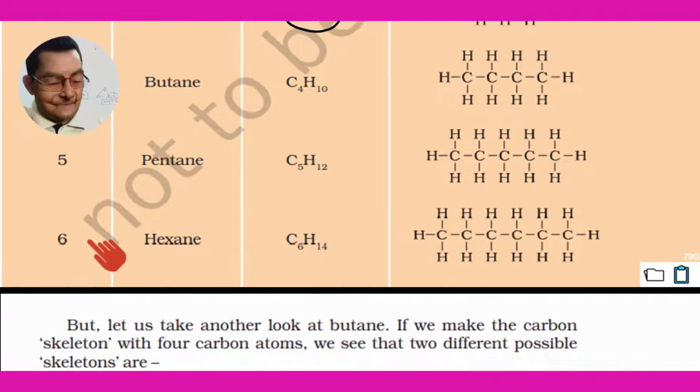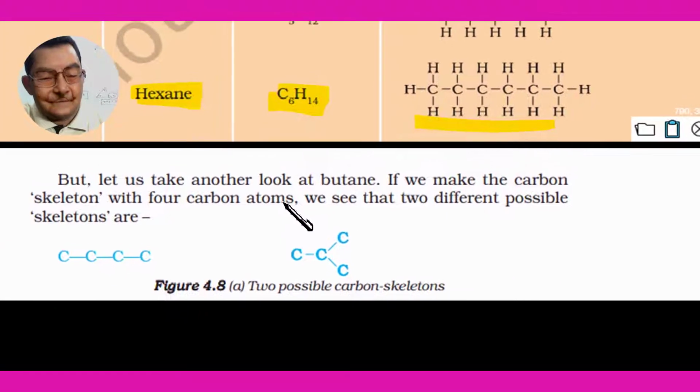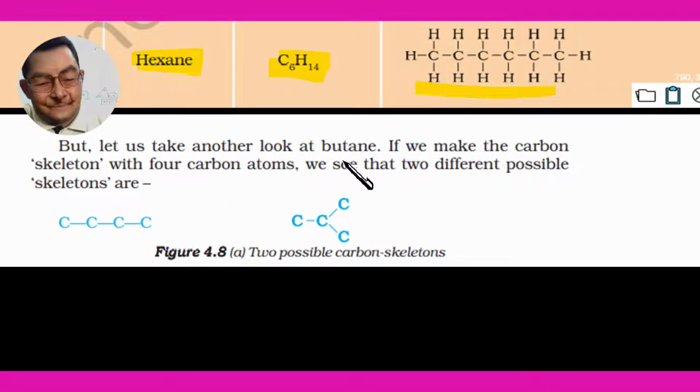In the book, they have given 6 carbons. The hexane molecular formula is given, and then the structural formula is given. I hope you must have drawn at least 5 in the exams, right? Some of you have drawn 6, 7, and 8, whatever you can draw on one particular page. Okay, let's continue. So I think this is clear to you. Let's proceed further, but let us take another look at butane.